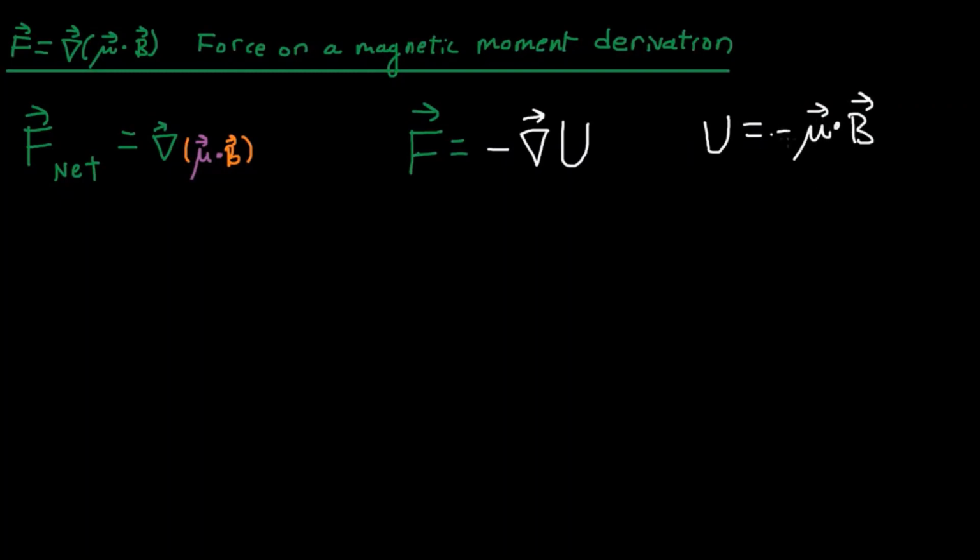The potential energy of this magnetic moment depends on the value of the magnetic field at the location of our little magnetic moment. So therefore, if we just plug in this value of U into this equation here, we just get that it's equal to the gradient of mu dot B, right? Which is exactly what we got here. So yeah, there's a very simple way to prove this.